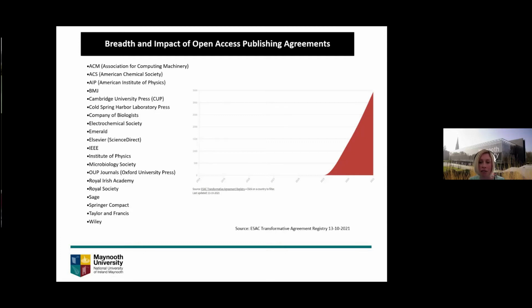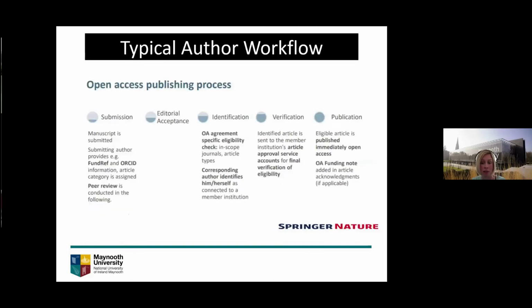So there are lots of deals and there are lots of publishers, which means that no one deal is the same. But it also means the avenues for publishing your research open access have never been greater, and it's never been easier to publish open access. And the processes of publishing your work open access are really quite straightforward. But we thought today we'd just take a quick look at a typical author workflow to give you a sense of what's involved and show you that there is really no obstacle to publishing open access with these deals.